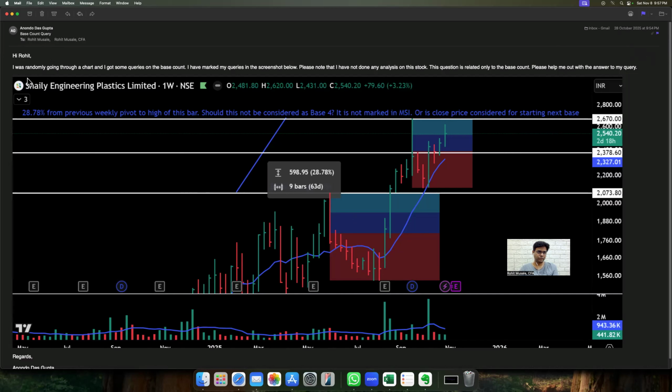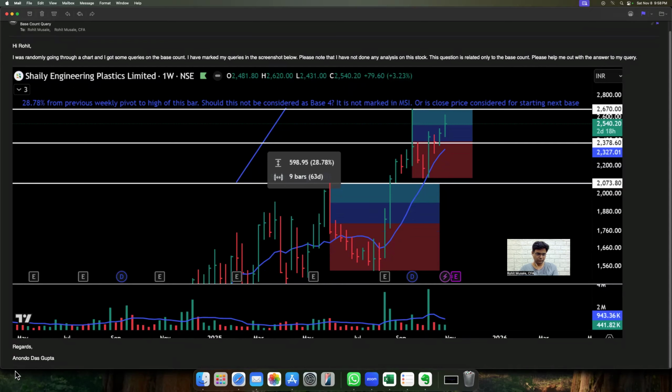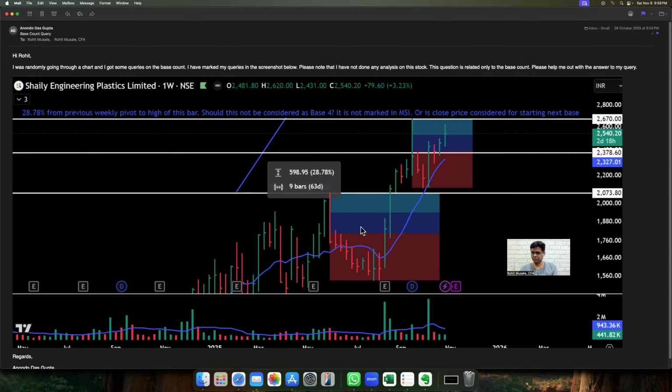So he says, "Hi Rohit, I was randomly going through a chart and I got some queries on the base count. I have marked my queries in the screenshot below. Please note that I have not done any analysis on this stock. This question is related only to base count. Please help me out with the answer to my query." So I sent this screenshot. Regards, Anando Das Gupta.